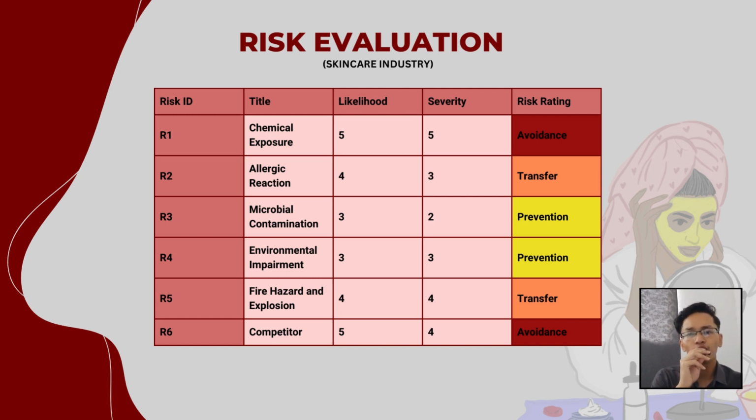The key response for this risk is avoidance. Next up is allergic reaction. While the likelihood is moderate, we can't underestimate its impact. Our response is to transfer the risk by ensuring comprehensive product labeling, allergen disclosure, and transparent communication with the consumer.